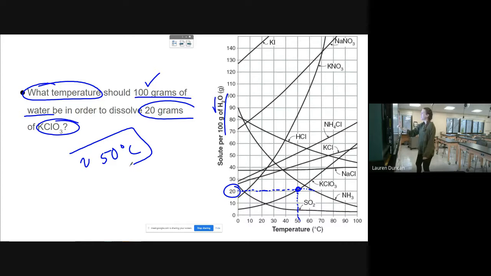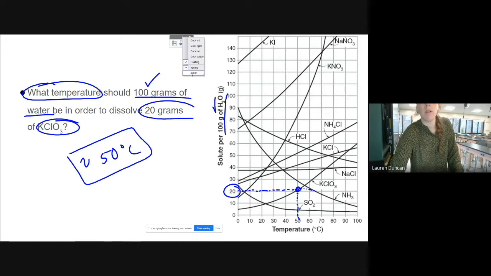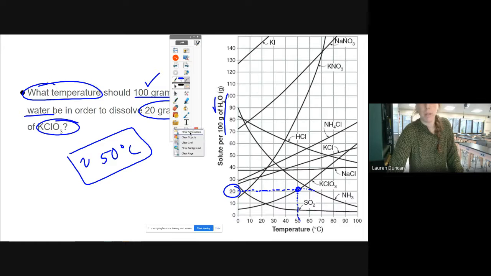I actually don't think that was right on the point. It looks like maybe a hair above it. So there's usually some flexibility. If you said 52 degrees C, that's fine. But it's just going the other way. They gave you the mass of the solute and they want to know at what temperature it would dissolve.